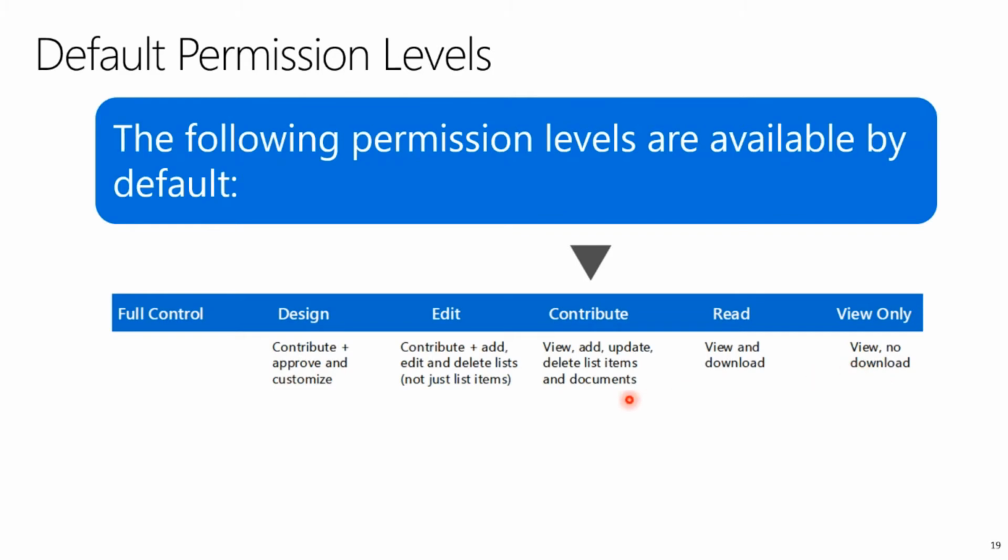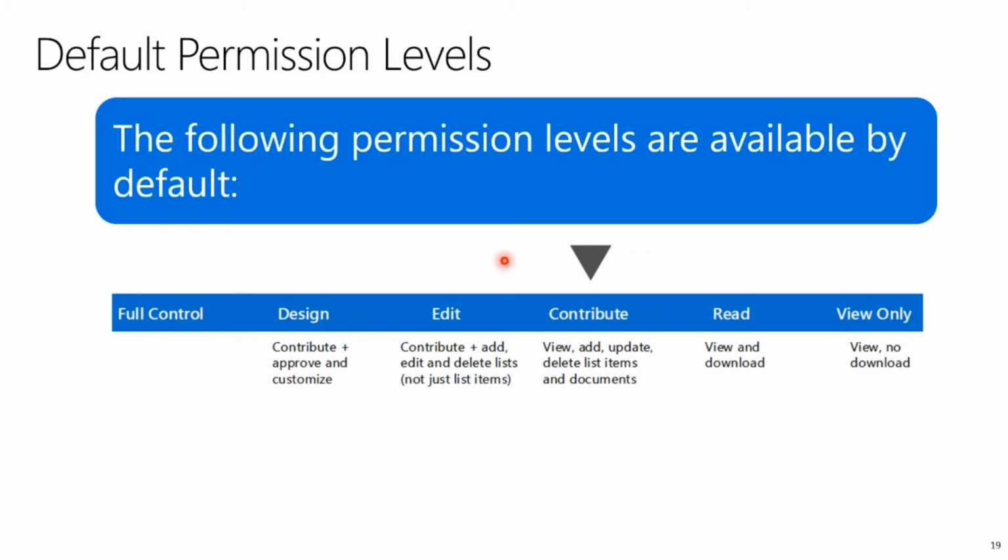The next one is the contribute permission level. This would allow users to do pretty much anything with the list item. It applies at the list item level. So they would be able to create or add new items. They would be able to view items, of course, update them, edit them, or even delete them. And this permission level, like I said, is operational on the list item level.